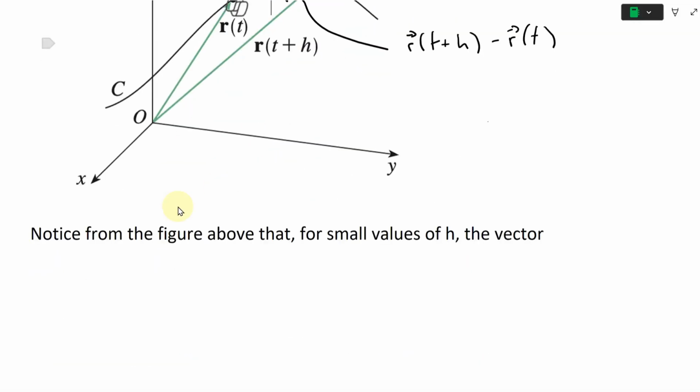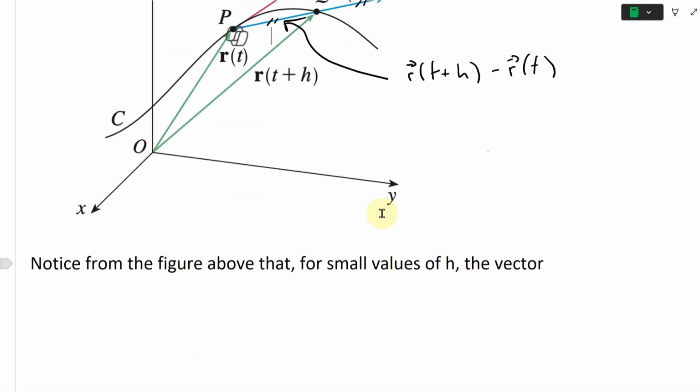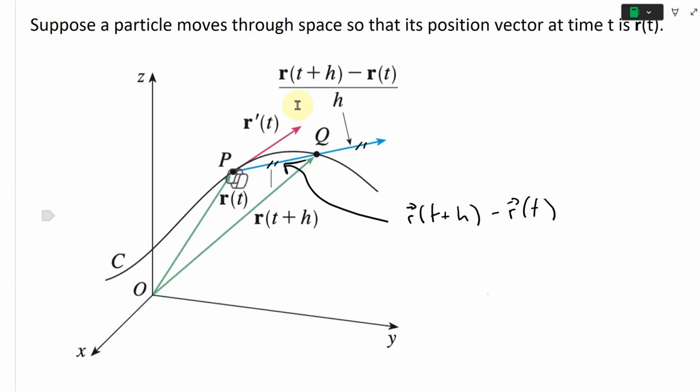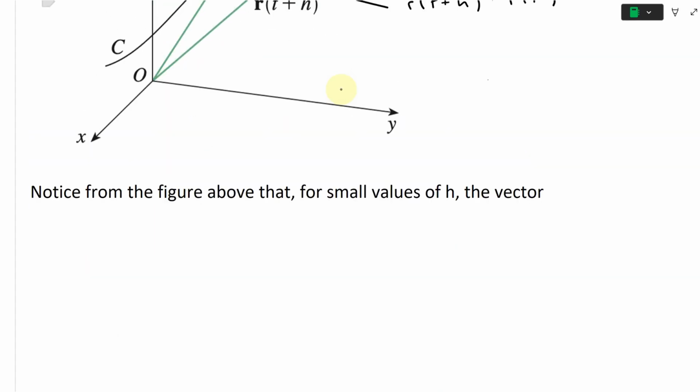Anyways, going further, notice from the figure above that for small values of h, the vector, and that's this part right here, this vector r of t plus h minus r vector of t.